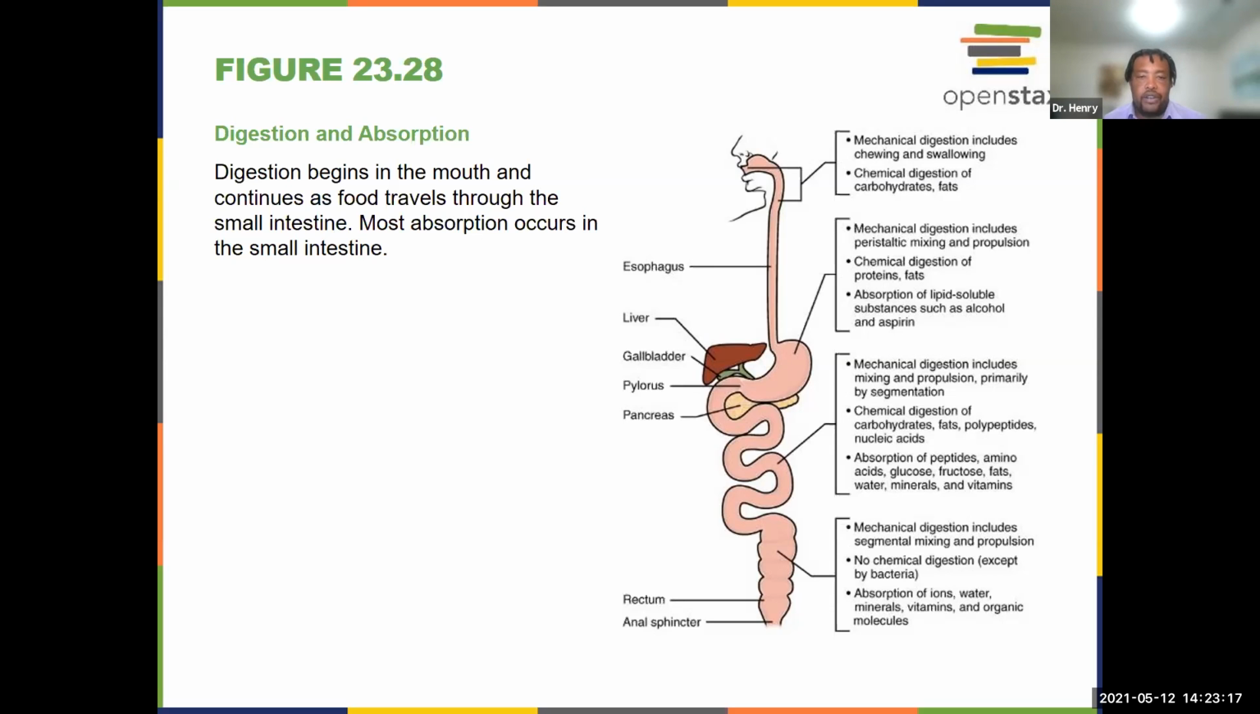So you're feeding the bacteria at this point. And then you're going to be able to absorb some of the ions, the waters, the minerals, the vitamins, and organic material. Then everything else gets defecated. Okay?